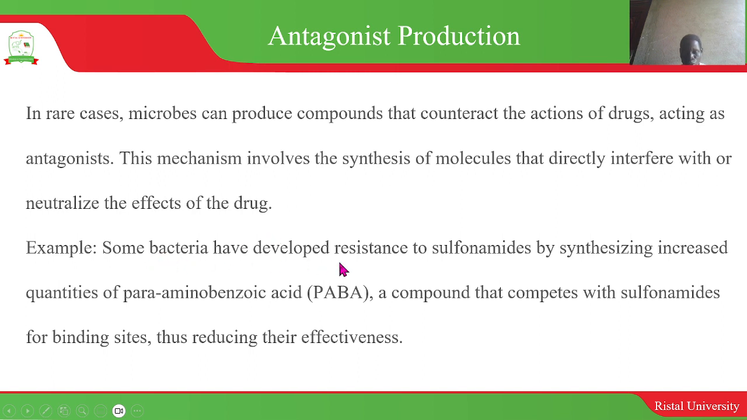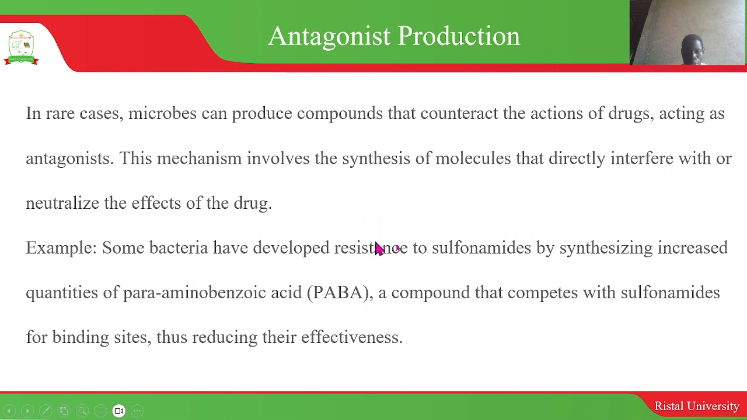Let's look at an example. Some bacteria have developed resistance to sulfonamide, those sulfur drugs, by synthesizing increased quantities of para-aminobenzoic acid, the so-called PABA. This compound PABA competes with the sulfonamides for binding sites, thus reducing their effectiveness. Last time we looked at the competitive and non-competitive binding of drugs at the receptor sites. For the sulfur drugs to work, they have to bind to specific receptors.